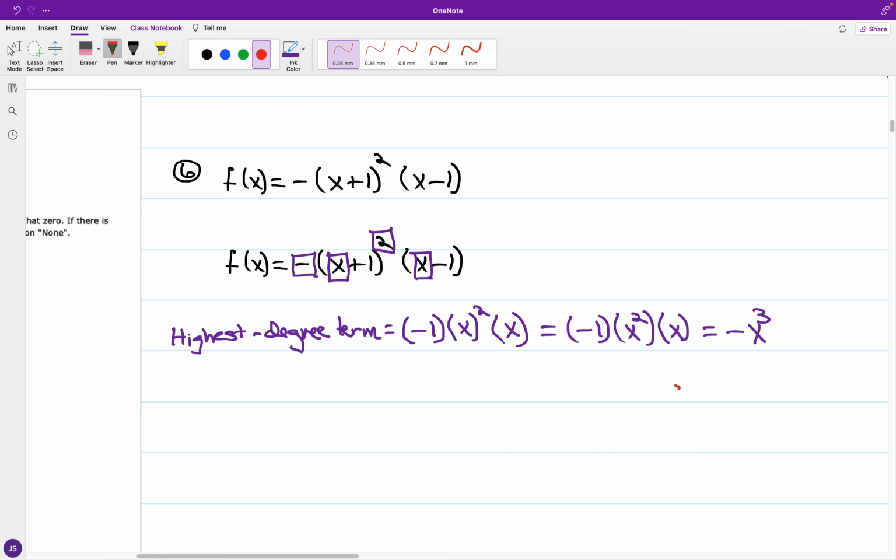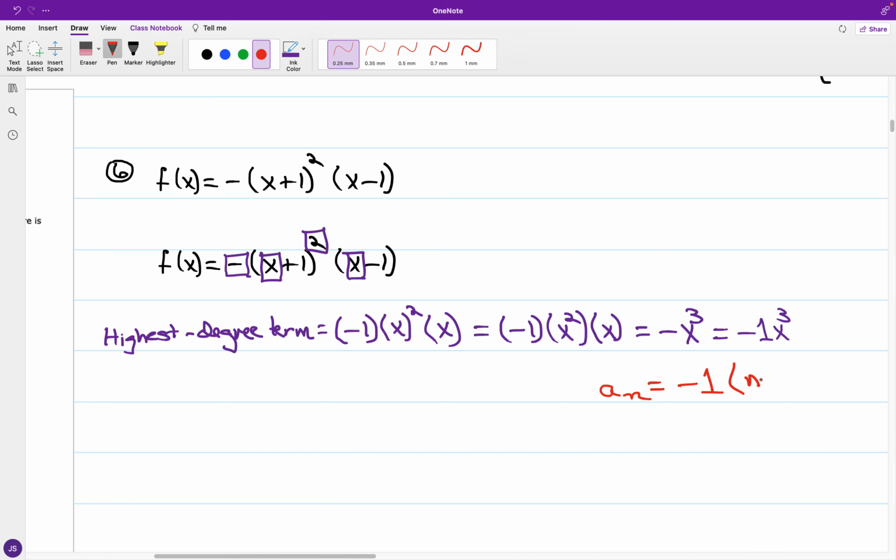Or just stressing the coefficient, in case you have like negative 1x cubed. In the case of the coefficient, a of n is equal to negative 1. So that's going to be negative, and for the degree n, that is from the cube of x, so n is equal to 3. So this is going to be an odd power.